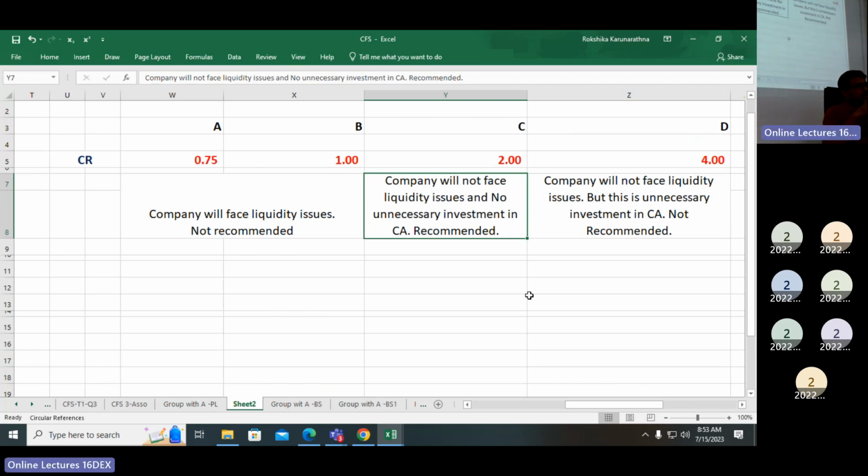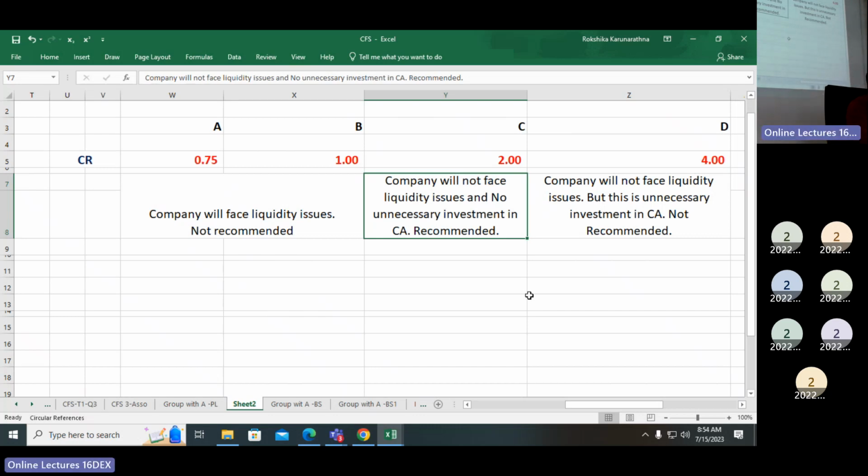So this is about the current ratio. Current ratio measures the business's ability of settling short-term liabilities when they are due. So for the current ratio, you can't say increase is favorable or decrease is favorable.